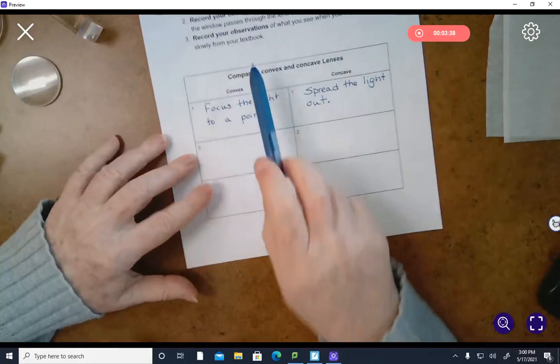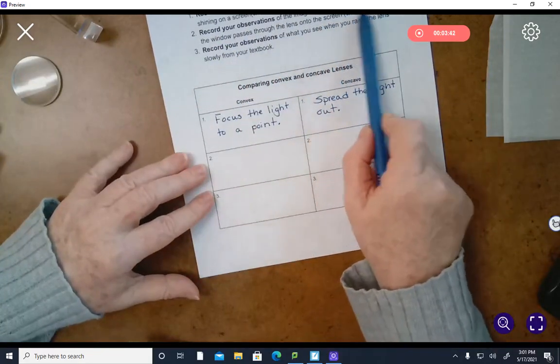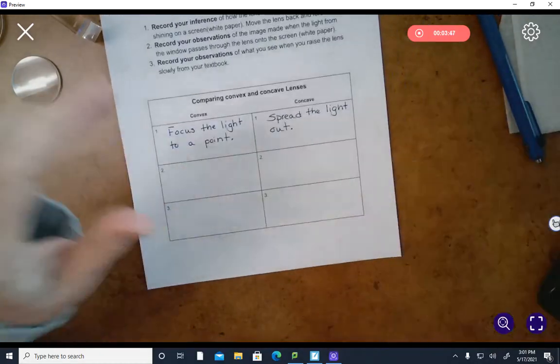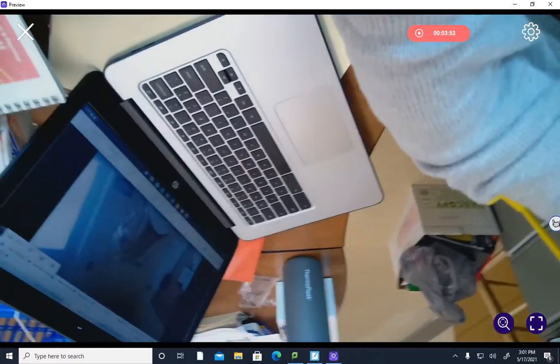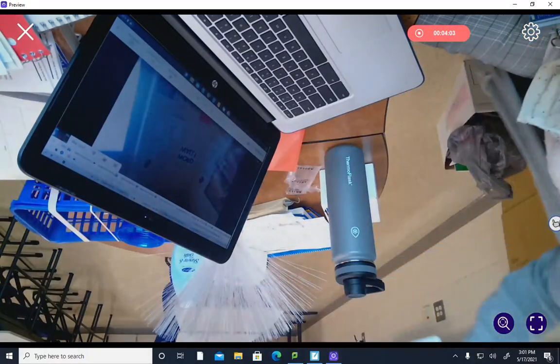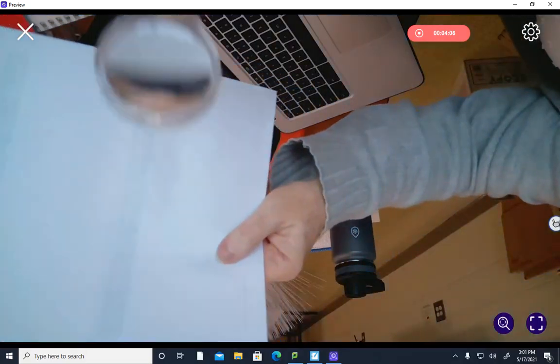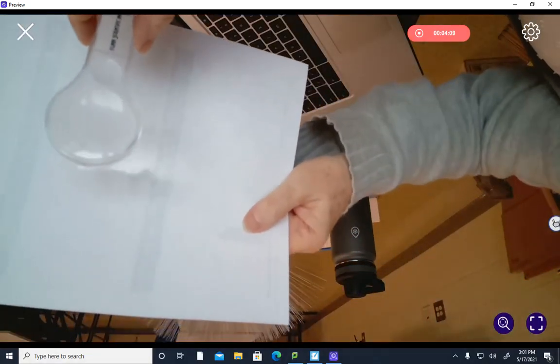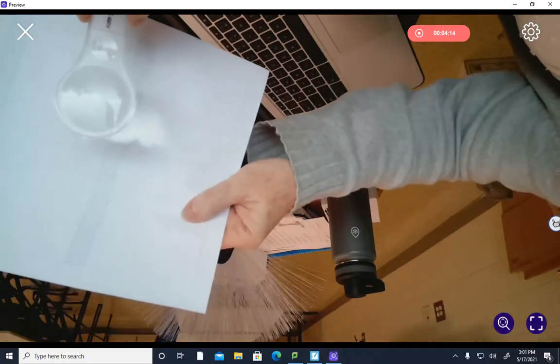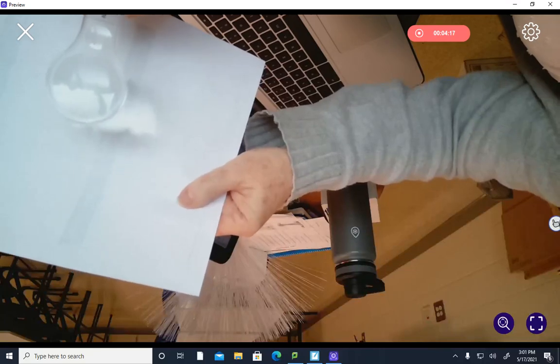Number 2 says, record your observations of the image made when the light from the window passes through the lens onto the screen. So I am going to try to tilt this. I don't know if this is going to work. I don't know if I'll be able to show you this online or not, but I don't know if you can see the outside on that. You could actually see it projects, but it's upside down. I don't know if you could see the clouds there.